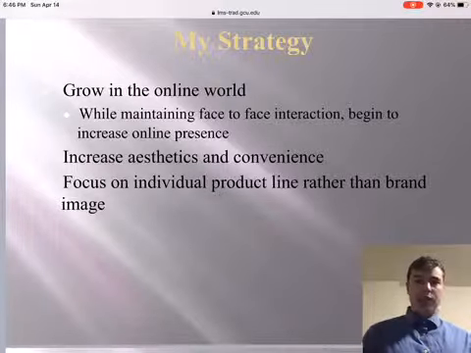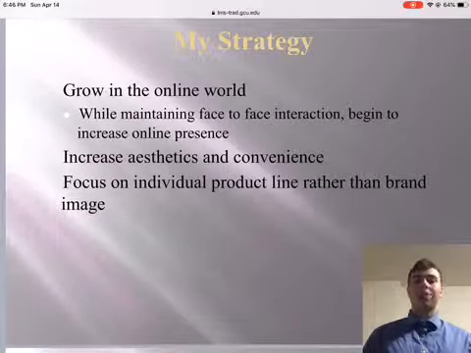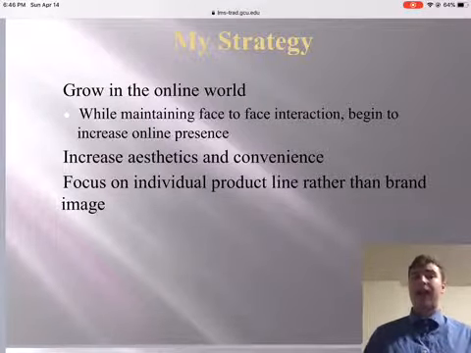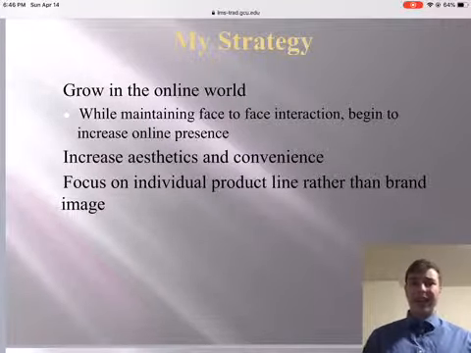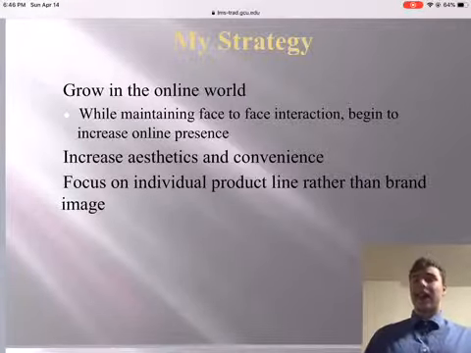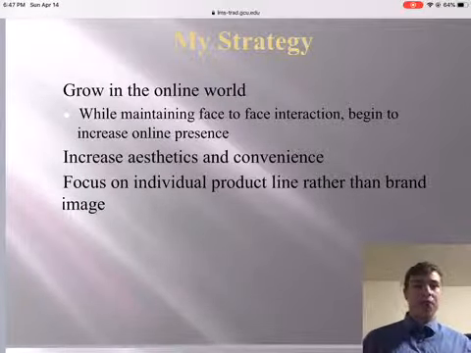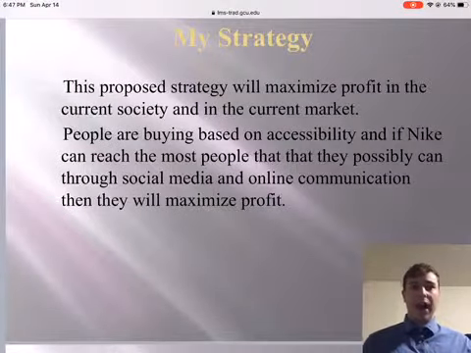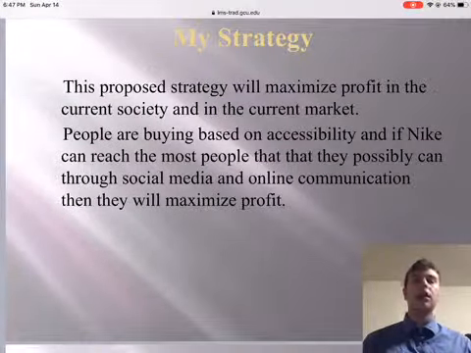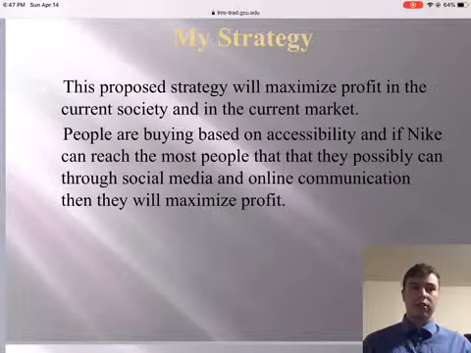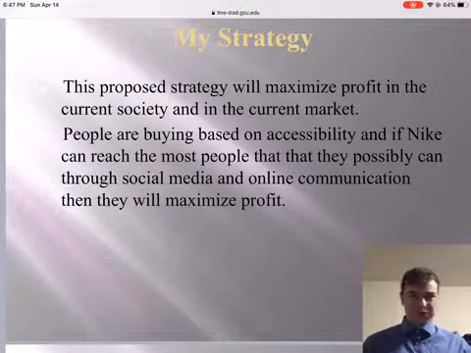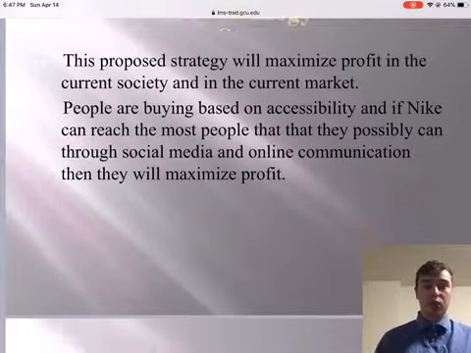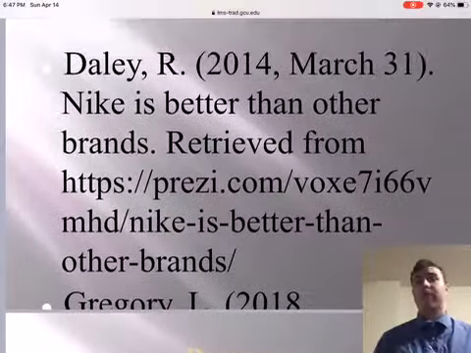My strategy is to increase online sales, because I think that's the sales force that's going to be very impactful in the future. And I think Nike should focus on aesthetics and convenience rather than comfort, because the current generation would rather buy products that are convenient rather than comfortable. I think if they can focus on social media, it'll be able to increase profit, which is really good.